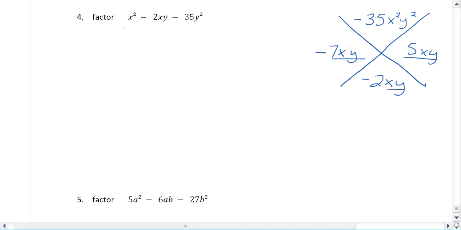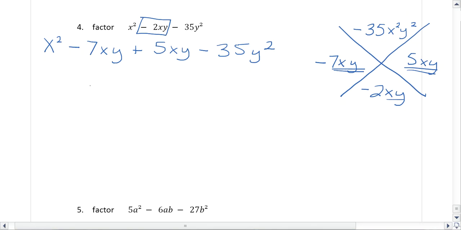All right, let's do our substitution here. Now we remove the negative 2xy, and we put in these two factors that we found in the diamond. So I hope you notice the process remains the same. We just have an extra y tagged on the end, so it's no big deal.